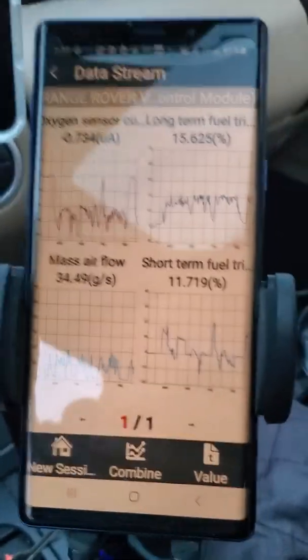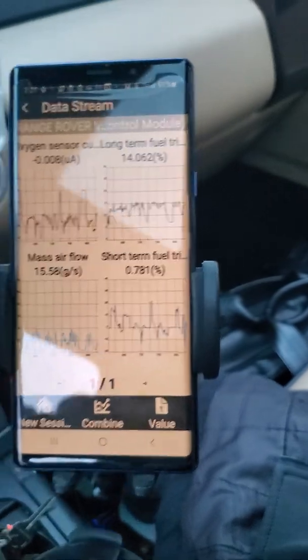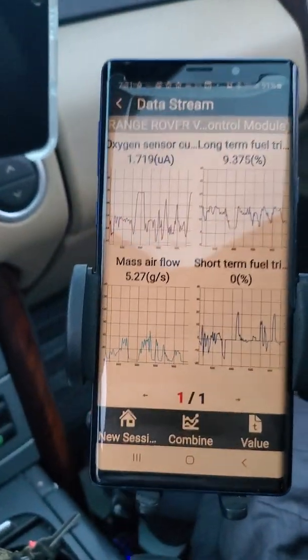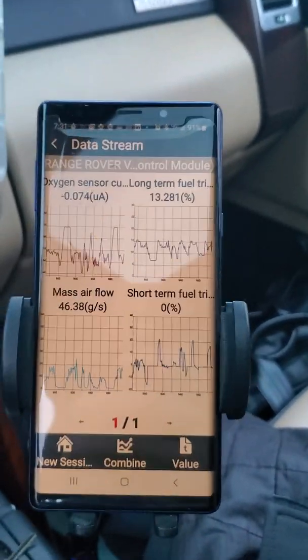This is just me driving at normal highway speed, about 1500 RPMs at 55 miles per hour. What's weird is the short terms do go up to 25, then go back down to 0.